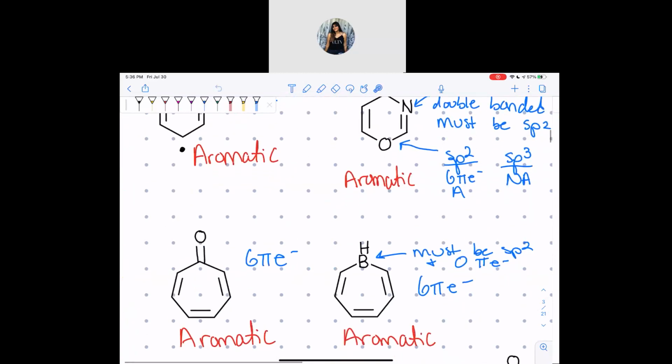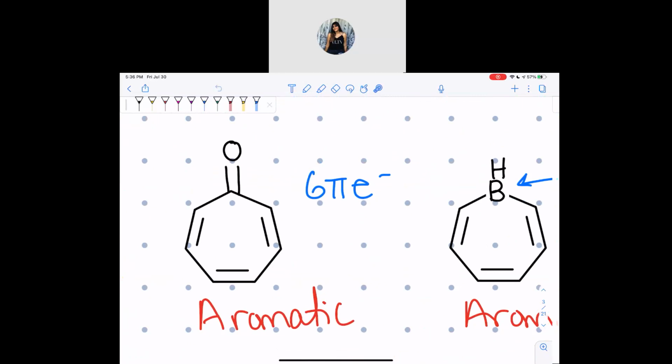Last but not least, I'll show you the double bond outside example. So this double bond is essentially useless. It does nothing. So this is going to be sp2, donates 0 electrons. So all we have is 2, 4, 6 pi electrons. Therefore, that is aromatic. Whew, that was a mouthful.